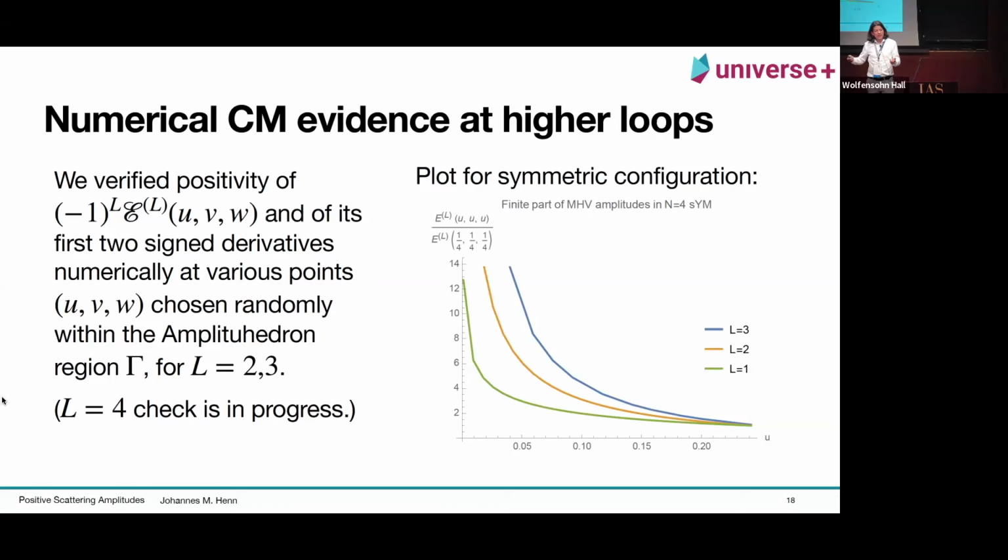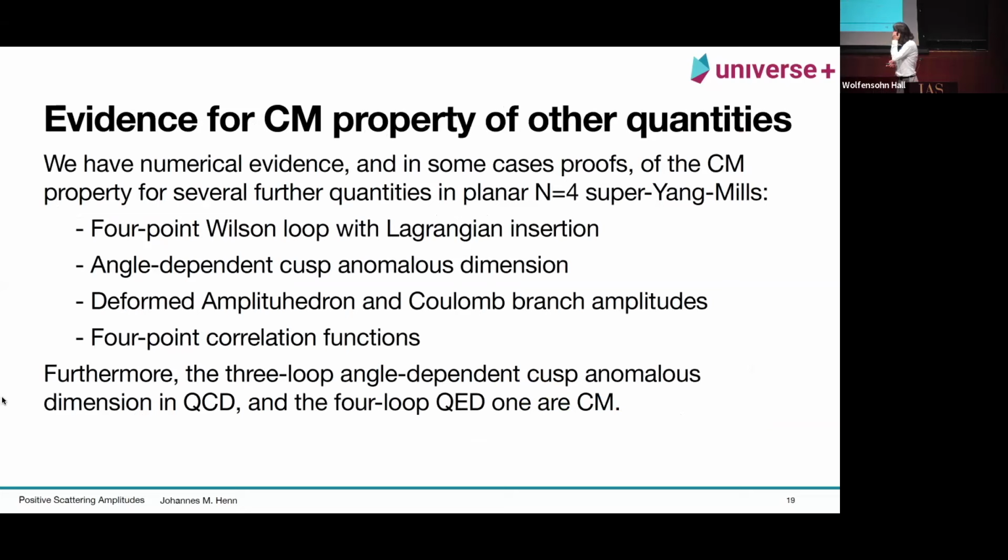Now, I said in the beginning, this brings me back to many different projects, in fact. We looked at many interesting quantities in quantum field theory, and here's a list of things we looked at and where we have evidence that this property holds. In particular, there's an object which is the 4-point Wilson loop with a Lagrangian insertion. This is known up to three-loop order, so there we've proven this analytically. I already showed you the case of the angle-dependent cusp anomalous dimension.